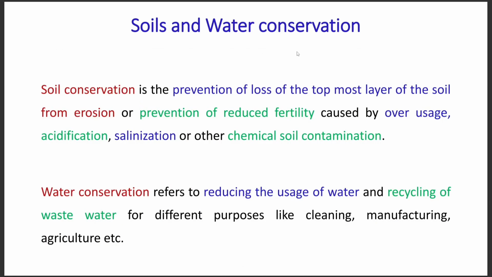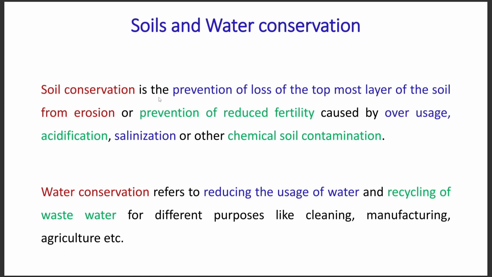And then we have soil and water conservation. Soil and water conservation is very important because we need to know how we can manage the soil from erosion. If we don't do any prevention, then that will cause reduced fertility, because there could be overuse, acidification, salinization, and also other chemical contamination. And if that happens, then the loss of the topmost layer, mainly the topsoil, will occur, and then we cannot grow any crops on that area.